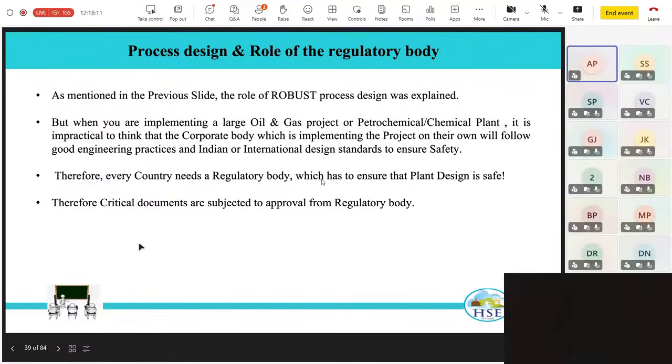Process design and the role of regulatory bodies. As mentioned in the previous slide, the role of robust process design was explained. But when you are implementing a large oil and gas project or petrochemical plant, it is impractical to think that the corporate body which is implementing the project on their own will follow the good engineering practices and Indian or international design standards to ensure safety. Therefore, every country needs a regulatory body which has to ensure that a plant design is safe. Therefore, critical documents are subjected to approval from regulatory bodies.